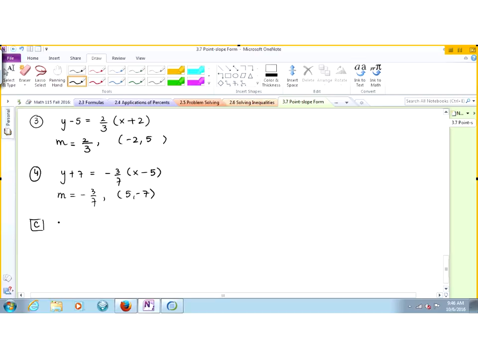Now, the next one, C, is estimation and prediction using 2 points. So this is what we use in stats. And this is how stats is useful, because by using statistics we can make predictions, using 2 points.